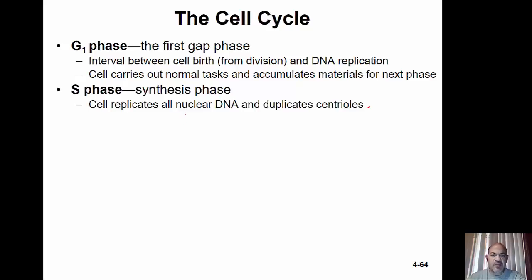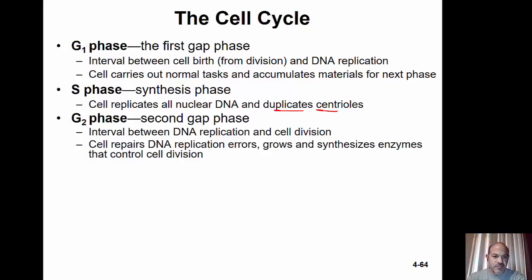And here's where DNA replication occurs. And the centrioles are also going to be duplicated at that point, where the centrioles are involved in organizing the spindle fibers that pull chromosomes apart. And then G2 phase, this is the second gap phase, and this is the interval between DNA replication and actual cell division. Here, the cell repairs any replication errors, and then it's going to grow a bit further, and it's going to synthesize enzymes that are involved in cell division.